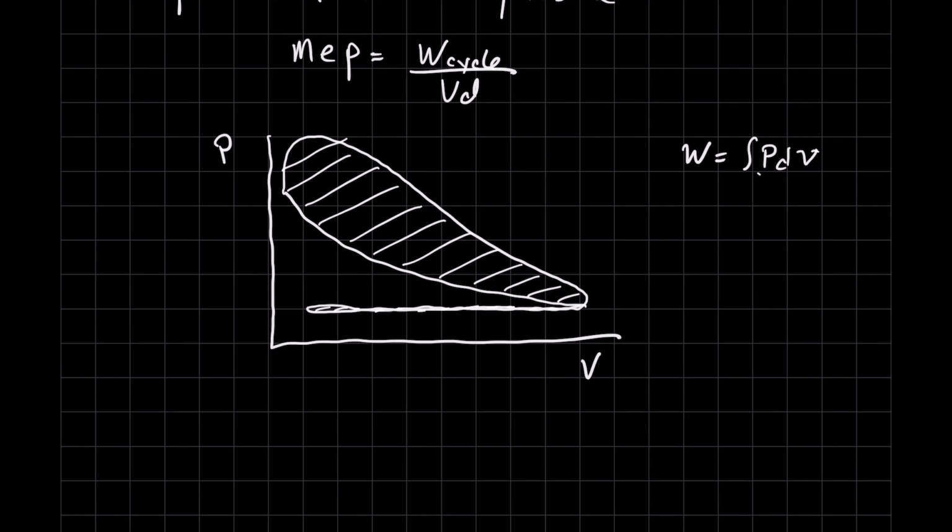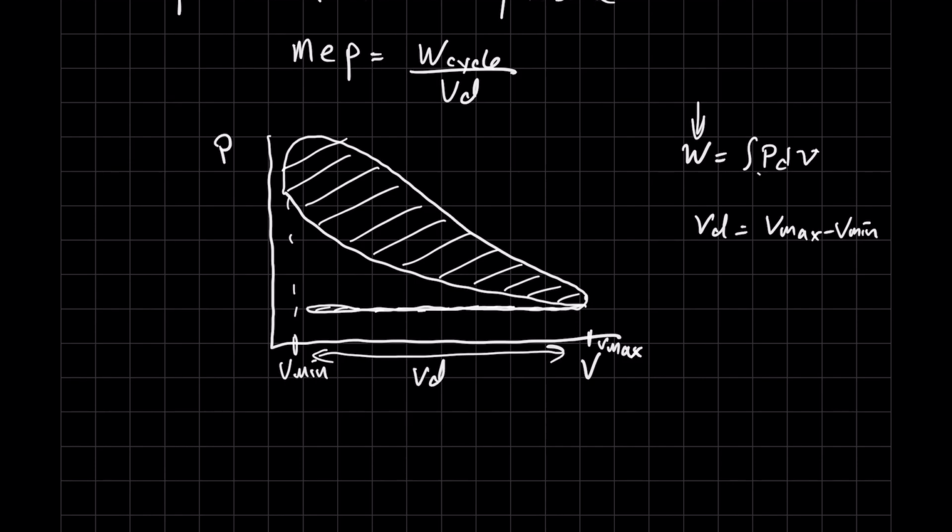Okay, so what mean effective pressure is doing is it's taking this work term and dividing it by the displaced volume, right? So we can go ahead and draw our displaced volume. Here's the minimum volume, and here's the maximum volume. Remember that displaced volume is just the maximum volume minus the minimum volume, okay? And so this difference between maximum volume and minimum volume is just the displaced volume.